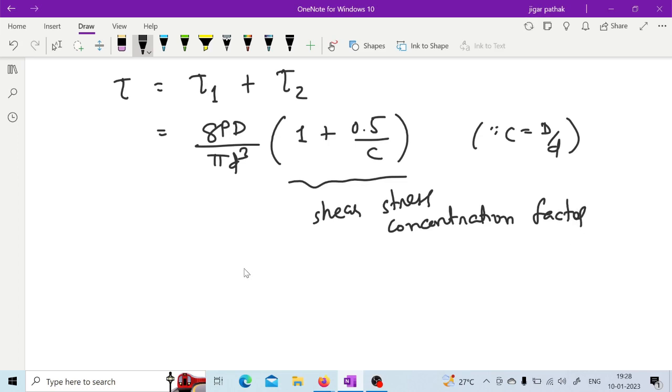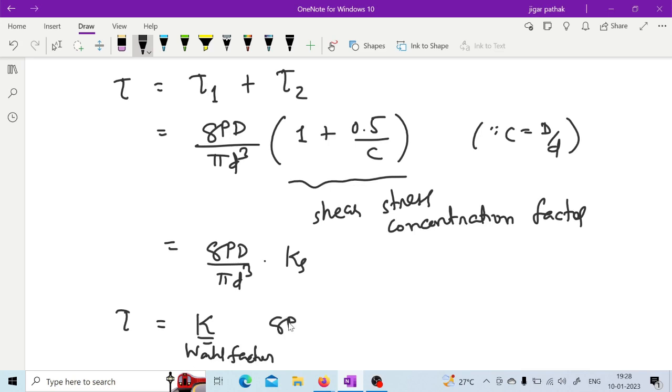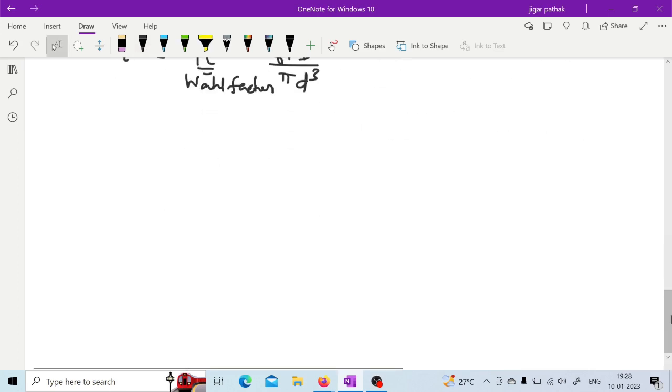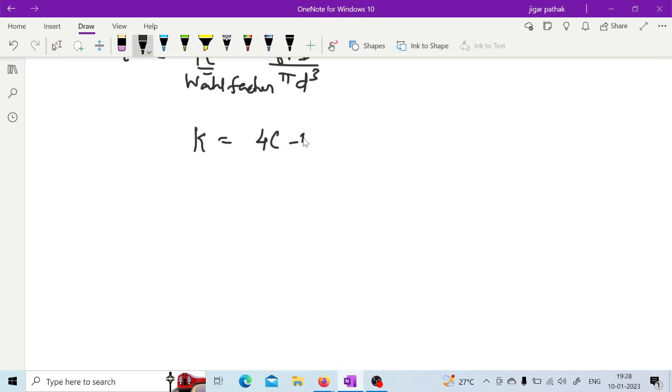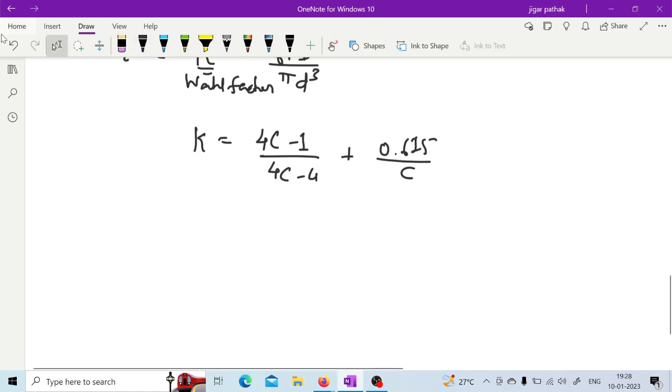Now one scientist has derived that Wall factor. That scientist name is Wall, so it is known as Wall factor. So it can be represented with this 8PD upon pi d cube into this Ks, or as Wall has derived one more constant, this is known as Wall factor. So here also it is 8PD upon pi d cube. What he has come up with is this constant K can be represented with this (4c minus 1) upon (4c minus 4) plus 0.615 upon c. So this is how you are having this particular shear stress acting in case of a spring.